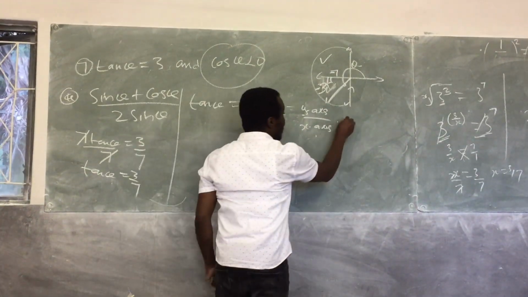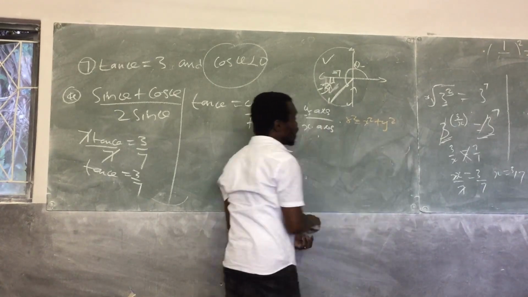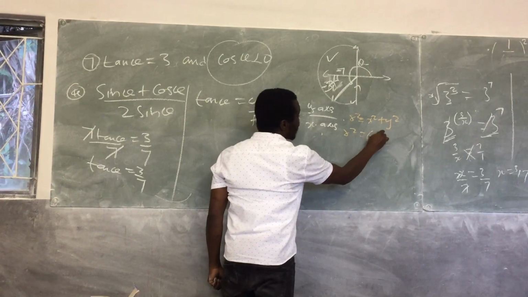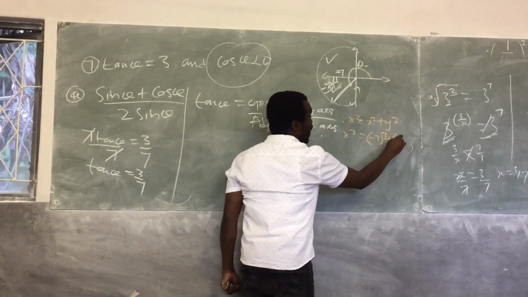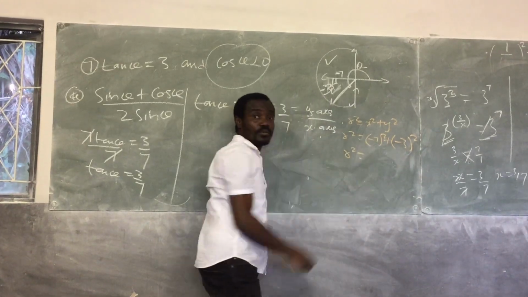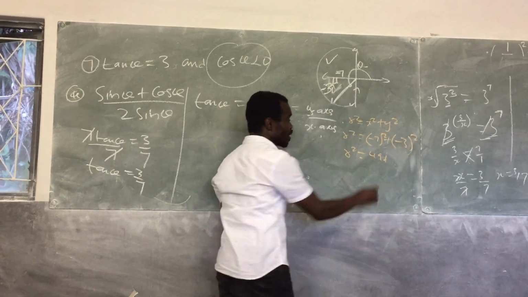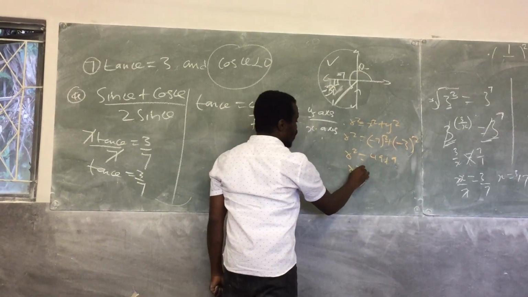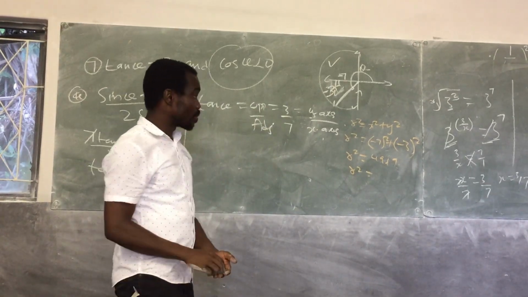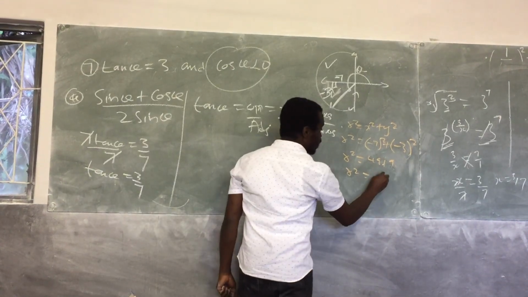Then it's going to be R squared is equal to X squared plus Y squared. So your R squared is equal to what? What is your X? Negative 7 squared. Your Y? Negative 3 squared. R squared is equal to 49 plus 9, which gives you what? 58. So it's going to be 58.